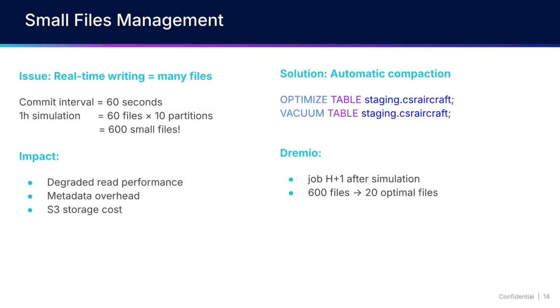The flip side of real-time, small files. With a commit every 60 seconds, 1 hour of simulation generates 600 small Parquet files. Negative impact on read performance. Solution: automatic compaction. Dremio launches an optimized table job 1 hour after each simulation ends. 600 files become 20 optimal files. Then vacuum table cleans up old snapshots beyond 7 days.